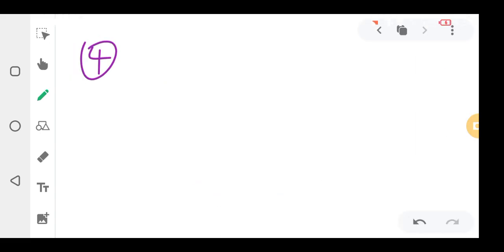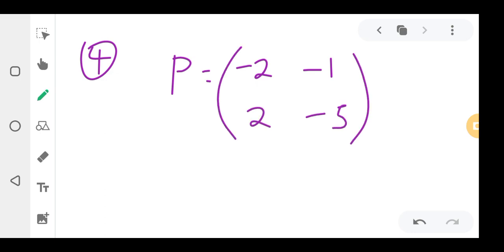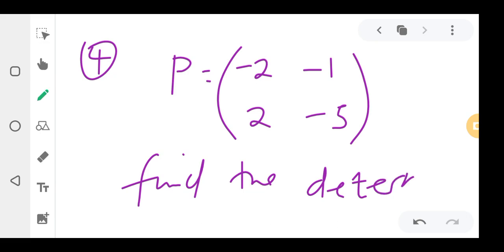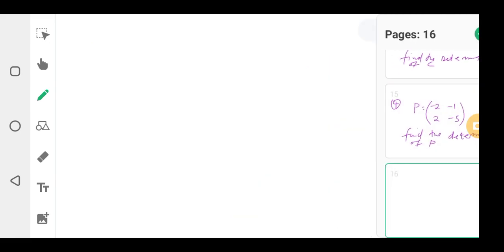Last question 4. P is equal to 2, negative 2, negative 1, 2, negative 5. Find the determinant of P. That's all. So 4 questions.